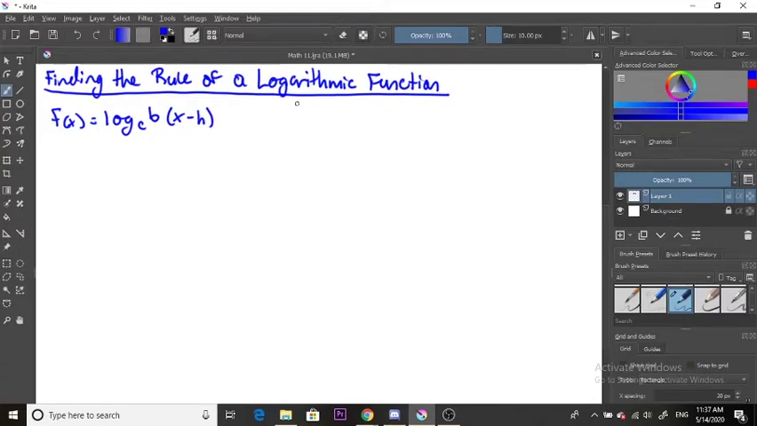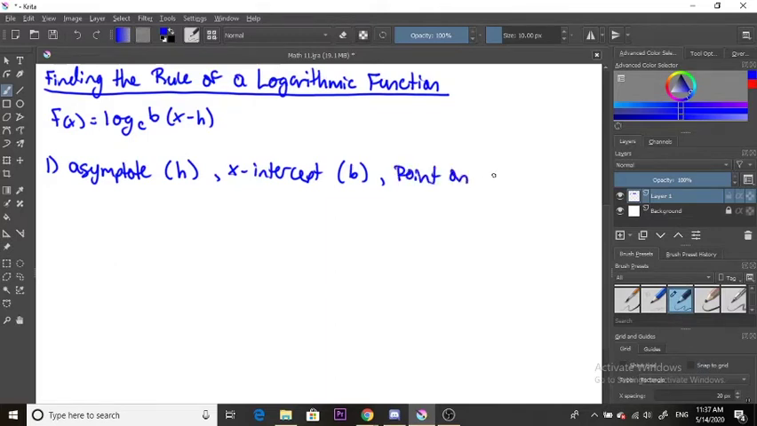Now, when you're trying to find the rule of a logarithmic function, typically you are given a graph. And from the graph, you can extract the following information. You can figure out your asymptote, which equates to your h value. You can determine your x-intercept, which you would be using to find your b value. And you can find at least one other point on the graph or on the curve that you will then use to substitute in for your x and y to find what your base c would become.